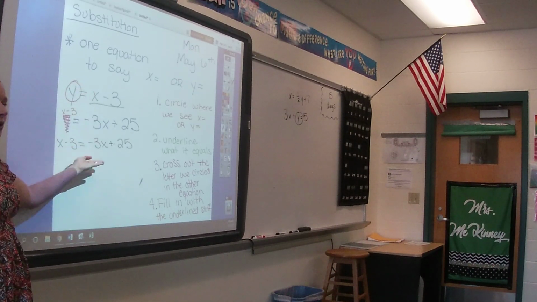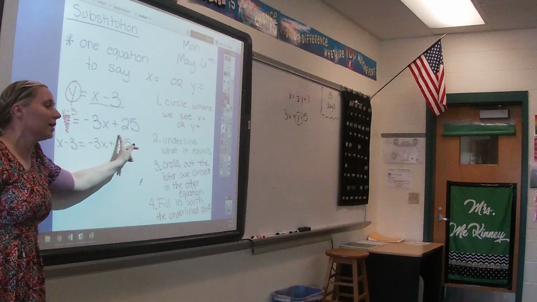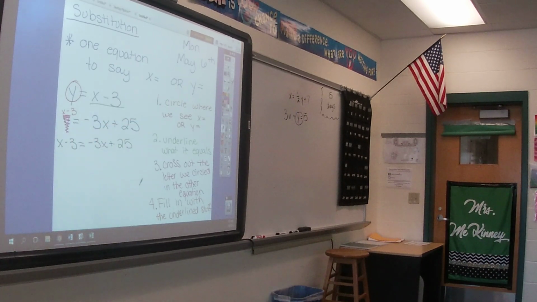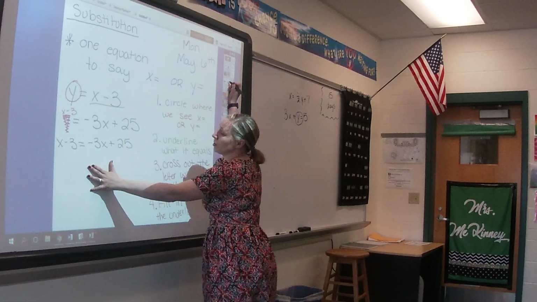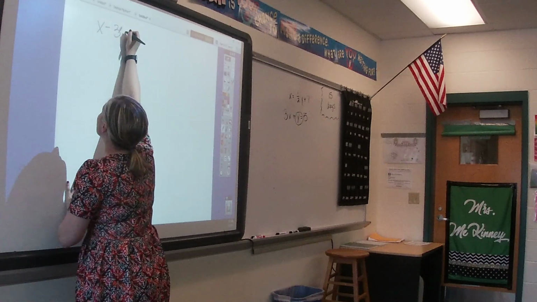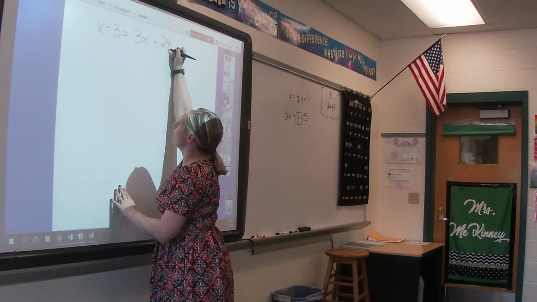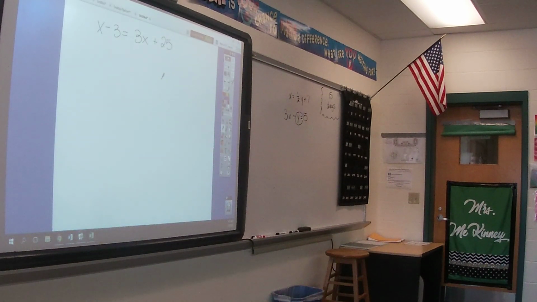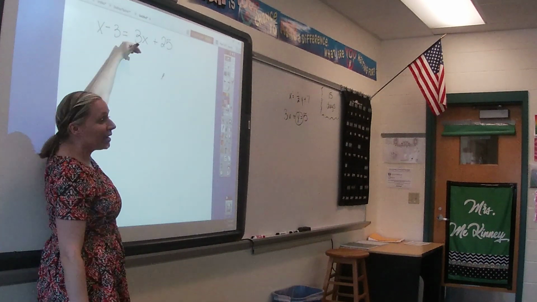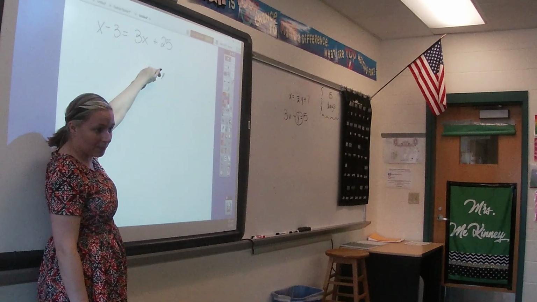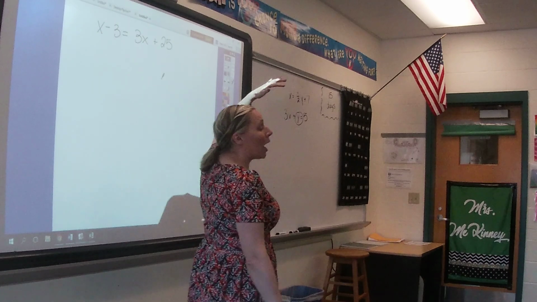Do you see how this gave me now a new equation? I'm just writing down what I see. I'm going to rewrite because I'm going to turn the page, but you don't have to. So x minus 3 equals negative 3x plus 25. Now at this point, I would love to say, okay class, we all know how to solve this. We now have a basic equation with variables on both sides, which means our job is now just to solve this.